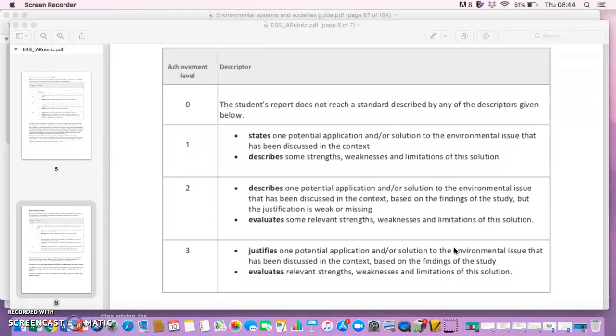So in our model, if we're talking again about nutrient pollution and dead zones, how can we use the information that we collect to create some type of solution, and what should be next steps. Again, then you're supposed to evaluate potential strengths, weaknesses, and limitations to the solution. I think that, as long as you're thinking through it, should be very doable.